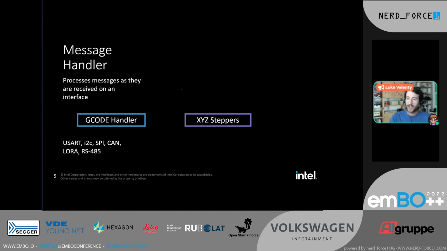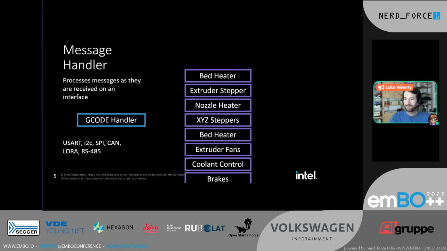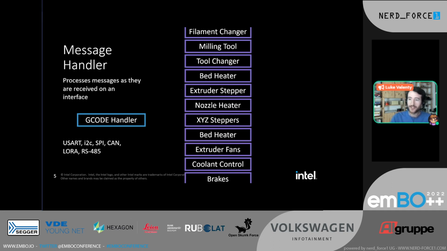It needs to control the XYZ stepper motors. It needs to control the bed heater for a 3D printer, a nozzle heater for melting the filament, potentially extruder fans, the extruder stepper motor, coolant control for a CNC mill, another bed heater, maybe a tool changer, milling tool, etc. There's lots of components here that can process commands that are specifically addressed for those components. And depending on which 3D printer you have or CNC mill you have, they might have one or more of these features removed or additional features that others don't have.